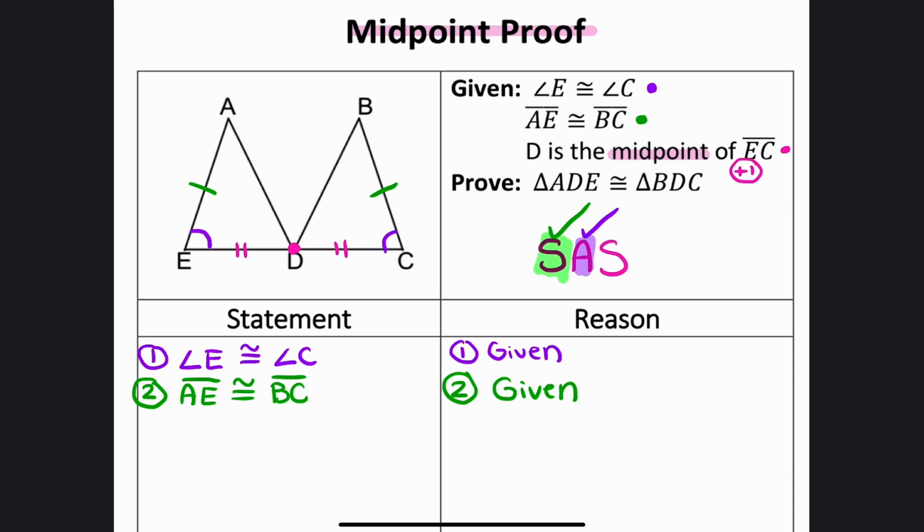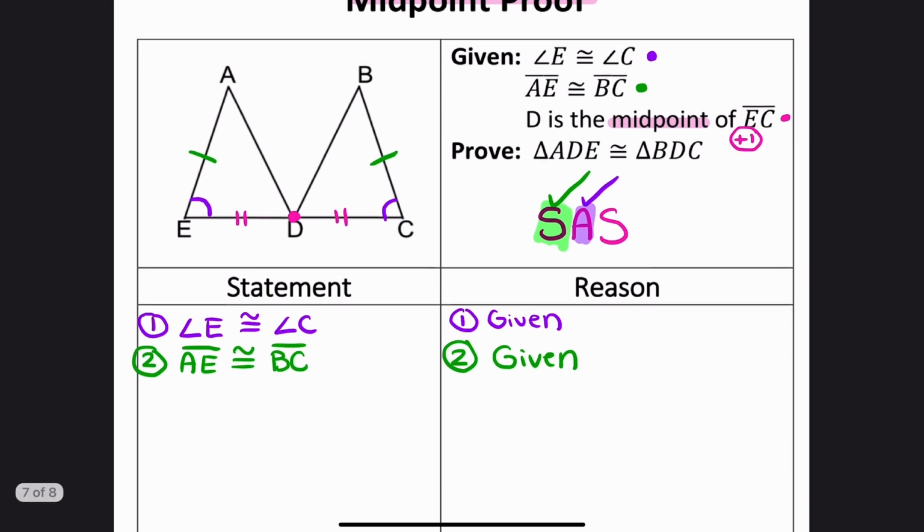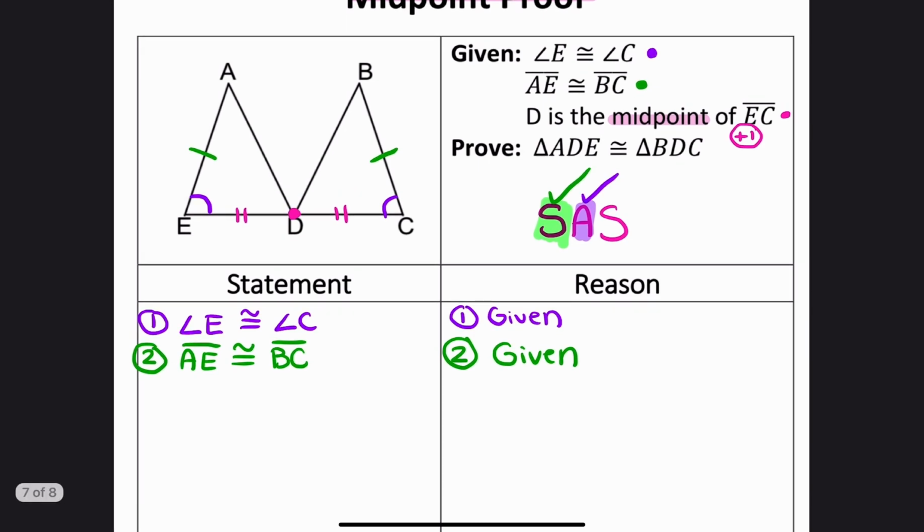Again, it doesn't matter which S you check off. I'm just seeing if I have everything I need. So now I'm going to go to my third given. And again, I already have 2 out of the 3 for my method. So third given. D is the midpoint of EC. And that's given.